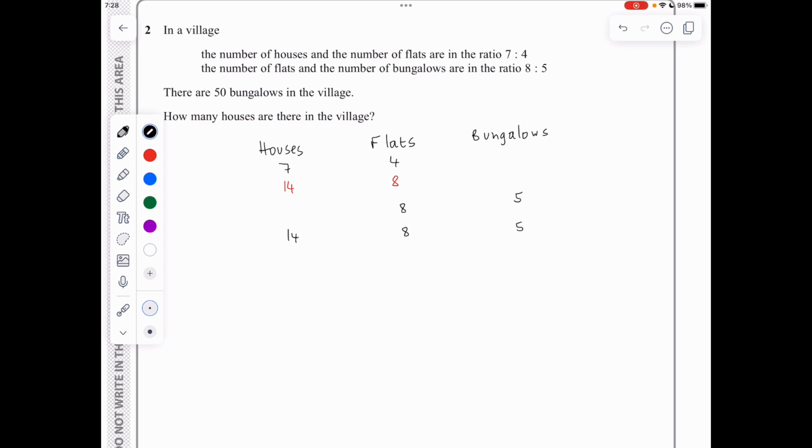Now we have been given that there are 50 bungalows in the village, so I'll write a 50 here. It's obvious that we've got a times 10 here, so I will times 14 by 10. I get 140, and therefore we conclude that there must be 140 houses in this village.